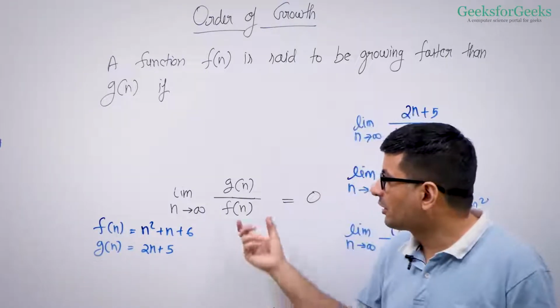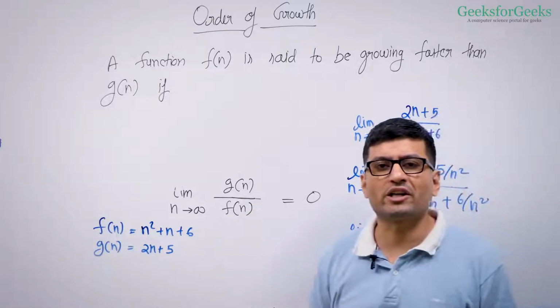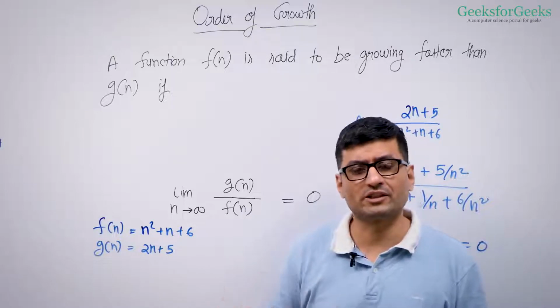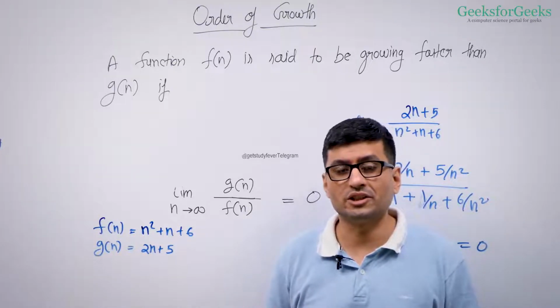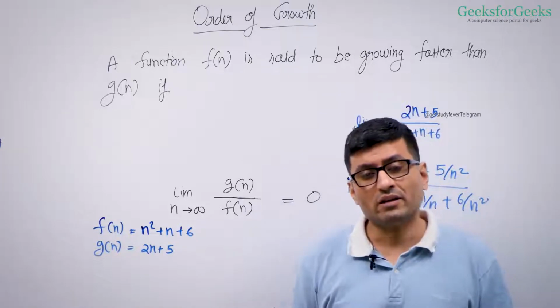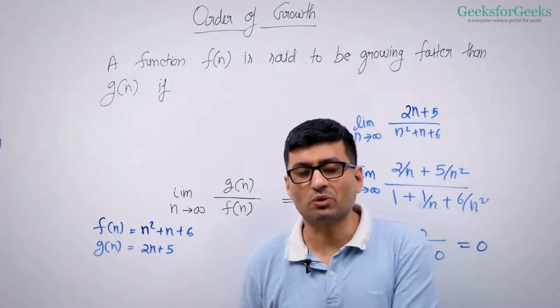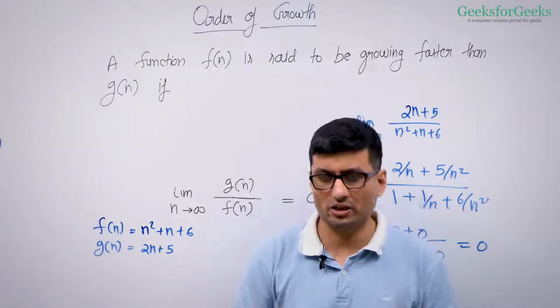You get the value of this expression, Gn by Fn, is 0. And this is the required condition to prove that Fn is growing faster than Gn, right? So the order of growth of Fn is faster than Gn. So if Fn represents the time complexity of an algorithm and Gn also represents the time complexity of another algorithm, then we say Gn is a better algorithm.